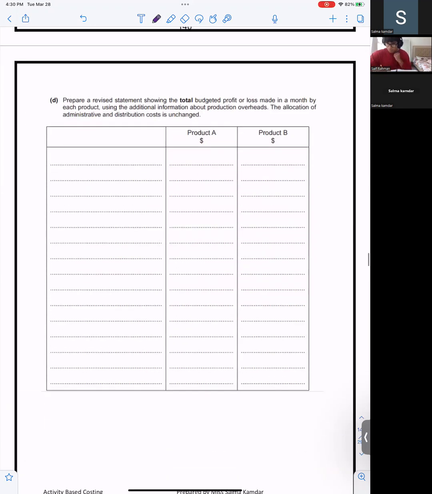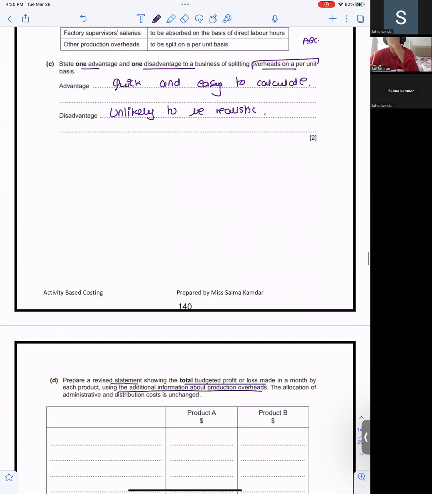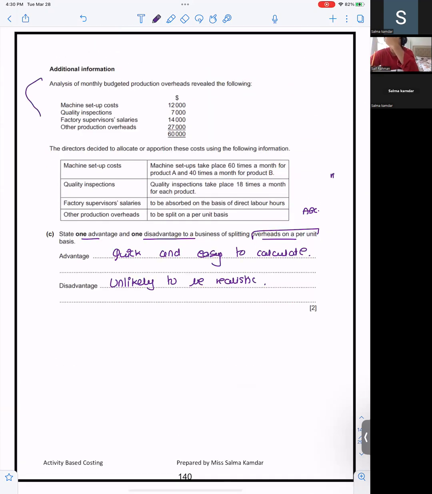Now, what do they want in the D part? They want a revised statement showing total budgeted profit or loss using the additional information about production overheads. That means they're giving us cost drivers for product A and product B. Let's see what is the product A and product B.